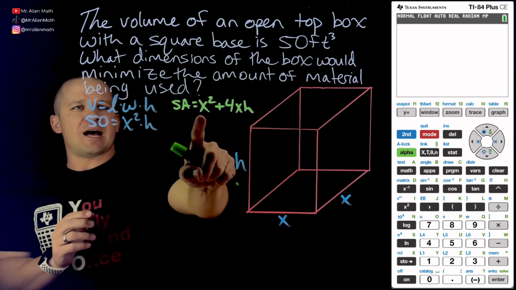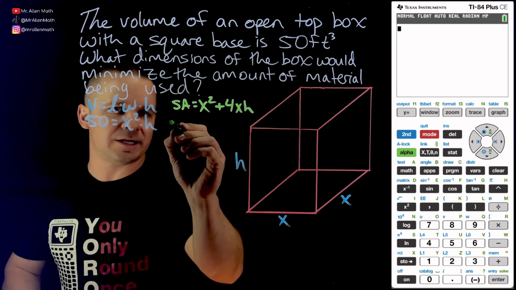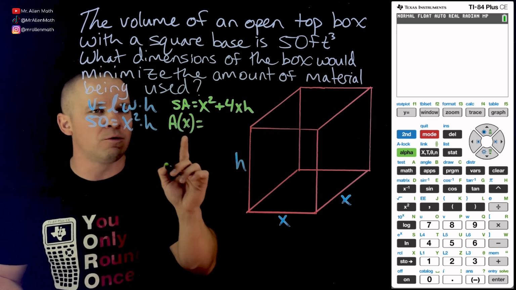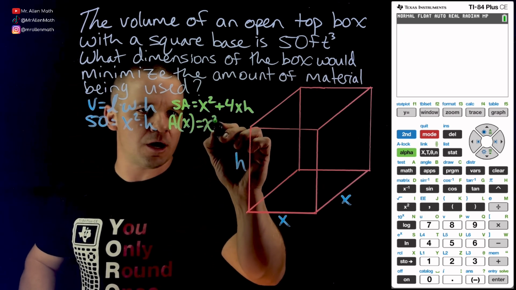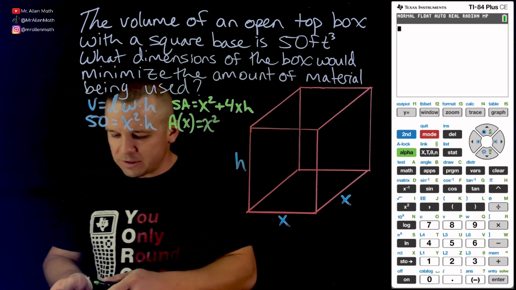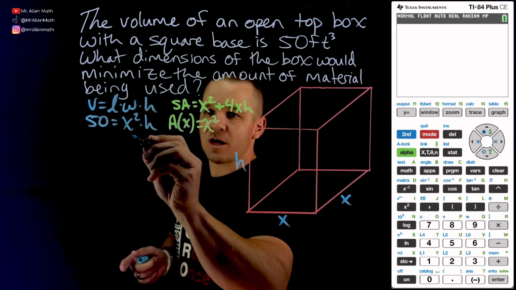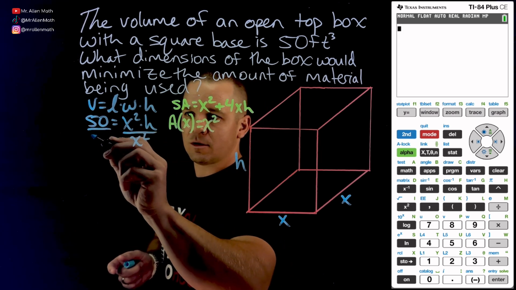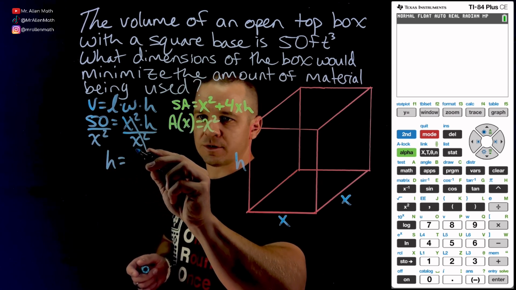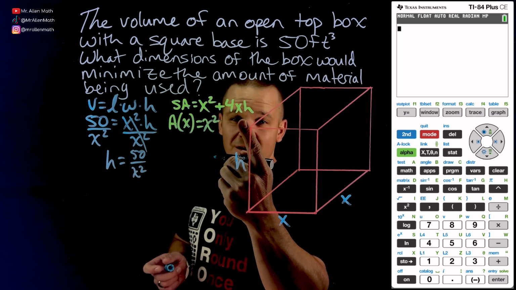But I've got X's and I've got H. So I want to have it in terms of one variable. I think what I want is the area as a function of X. Well, the X squared is good to go, but how about the 4XH? It's not good to go. But perhaps I could use this blue equation over here and solve it pretty easily for H. I can divide by X squared, and I've got H equals 50 over X squared. Can I substitute that in here for H?